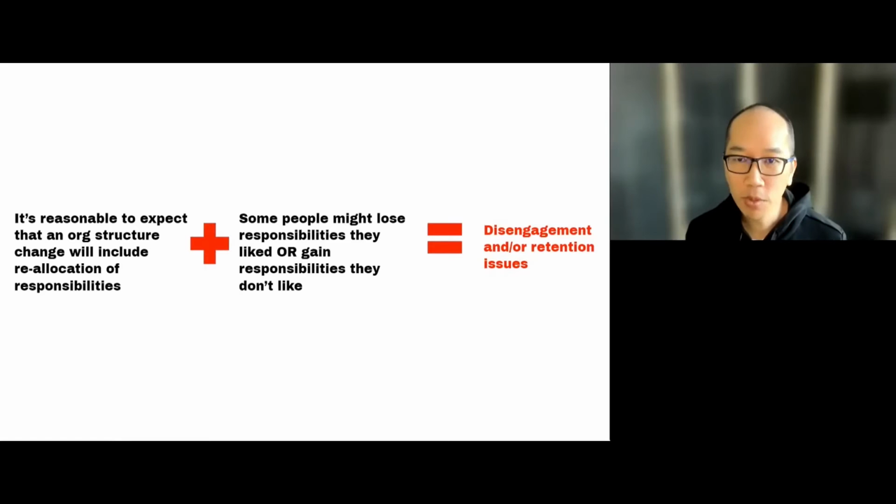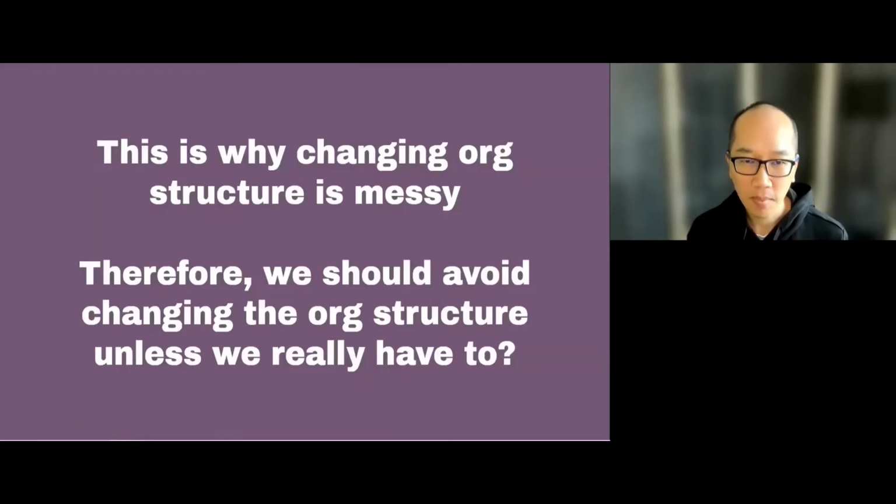It's also reasonable to expect that an org structure change will include reallocation of responsibilities. This means some people might lose responsibilities they liked in the previous structure and gain responsibilities they don't like in the new structure. So this leads to disengagement and/or retention issues. And all of this and more is why changing org structure is messy. So the conclusion might be that therefore we should avoid changing org structure unless we really have to.